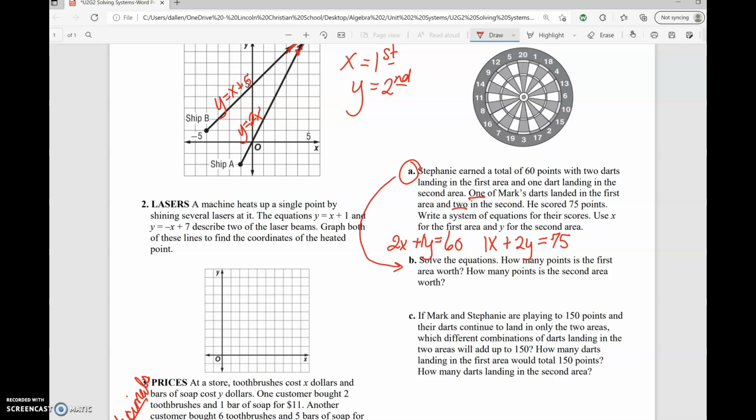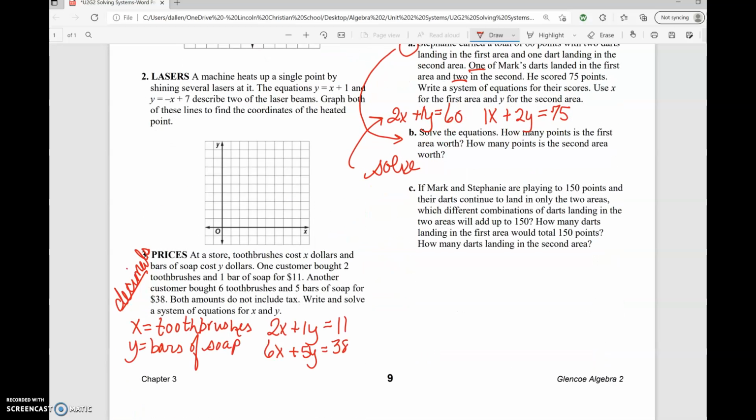B is solving this. So you're going to solve this equation, and I would maybe write that down here. So you're going to actually solve 2X plus 1Y equals 60, and 1X plus 2Y equals 75. So again, using either method, elimination or substitution, you need to solve this system of equations and this system of equations.